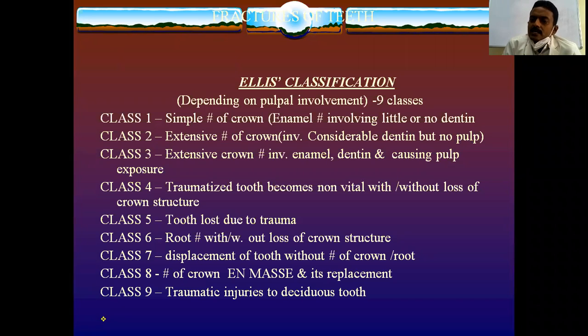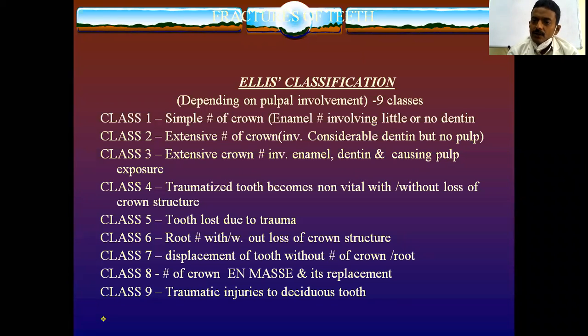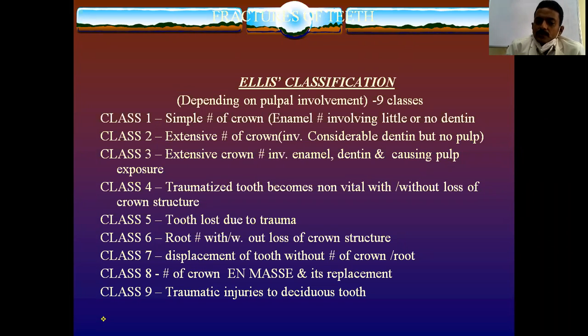Class 6, here we see root fractures with or without loss of crown structure. Here the crown structure may or may not be fractured, but there is the fracture of the root. Class 7, displacement of tooth with fracture of crown or fracture of root. Class 8, the fracture of crown en masse and its replacement. Class 9, traumatic injuries to the deciduous tooth. Understood? This is the classification of the fractures of teeth, given as class 1 to class 9.